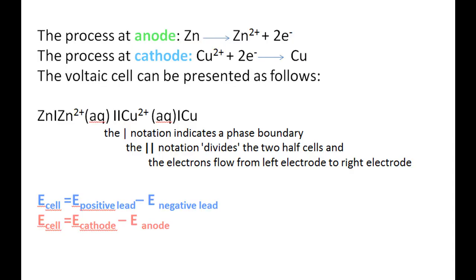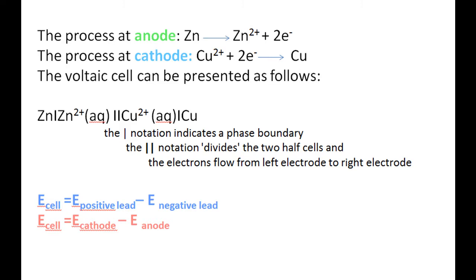The process at the anode is that zinc loses 2 electrons and becomes zinc 2+. The process at the cathode is that copper 2+ gains 2 electrons and becomes copper. Here's an example of the cell diagram notation which you will use on the handout.